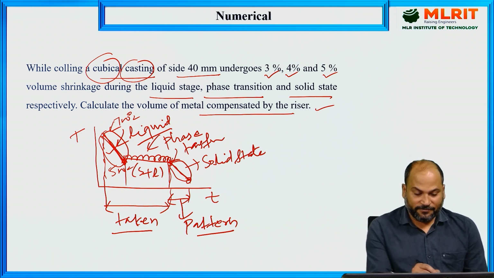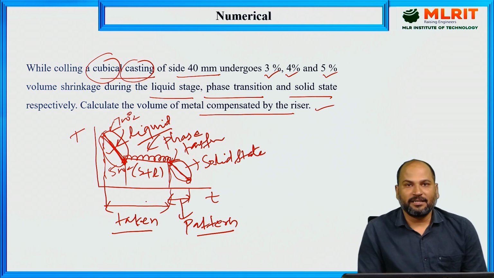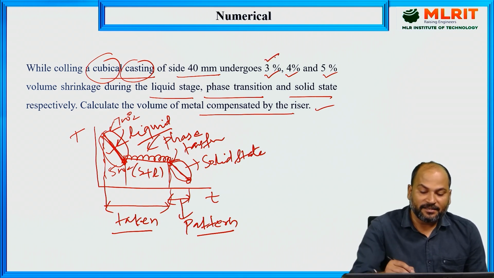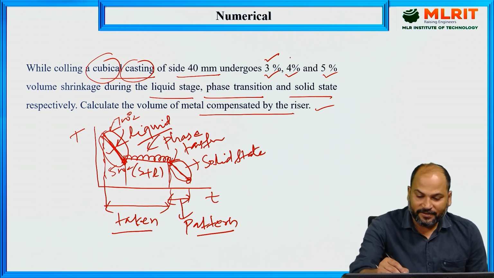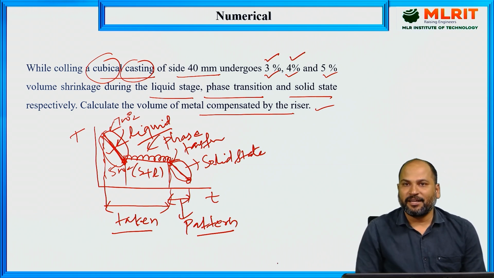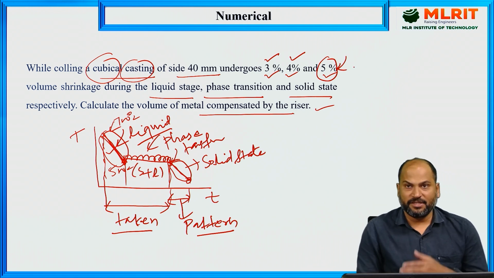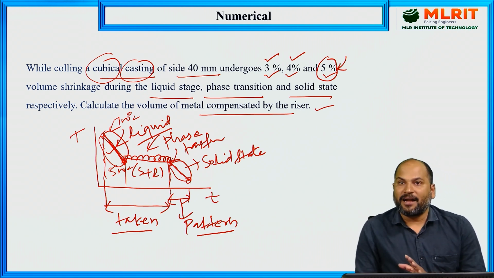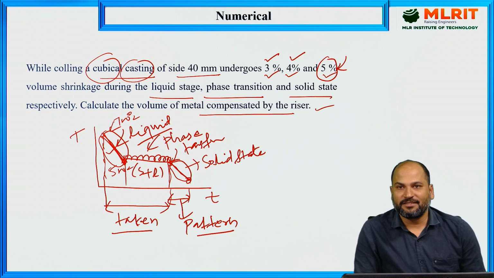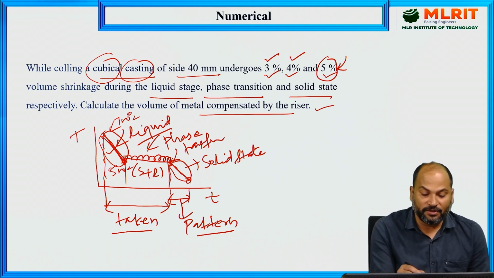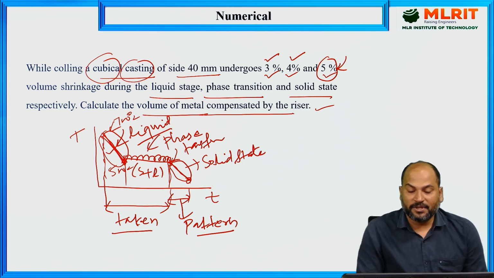So if you understand this, after that there is nothing in this numerical. What has been given is that in the liquid state the shrinkage is 3%, in phase transformation it is 4%, and when the whole metal has been converted into solid, the shrinkage is 5%. This 5% is taken care of by the pattern, and this 3% and 4% is taken care of by the riser. So what has been asked in this numerical? It has been asked to calculate the volume of metal compensated by the riser.